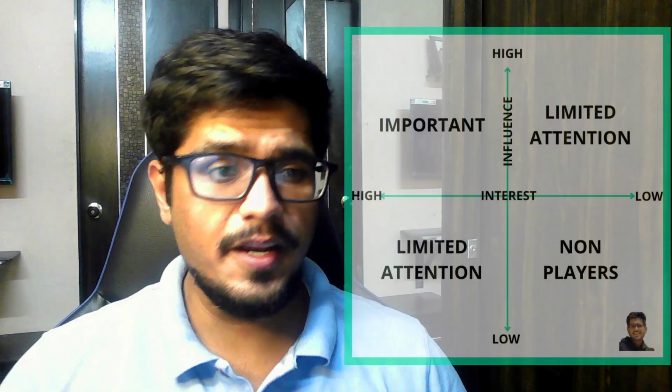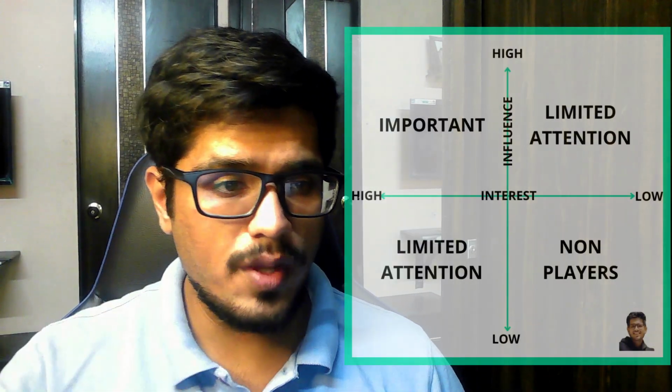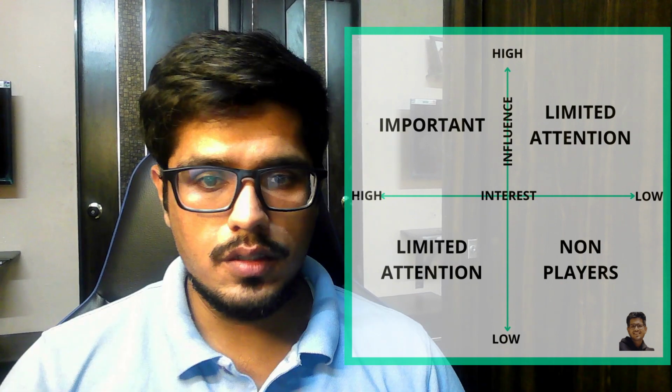Now, in order to create the power interest grid itself, you first need to identify the important set of stakeholders involved in your project or a product. This can include your employees, investors, partners, etc. Next, create a 2x2 grid where the y-axis could be the influence and the x-axis could be the interest.